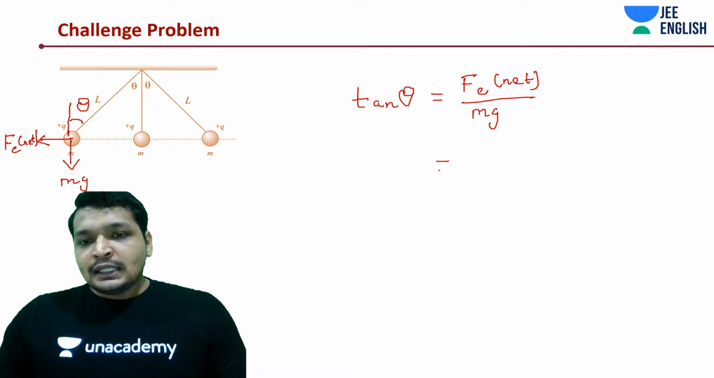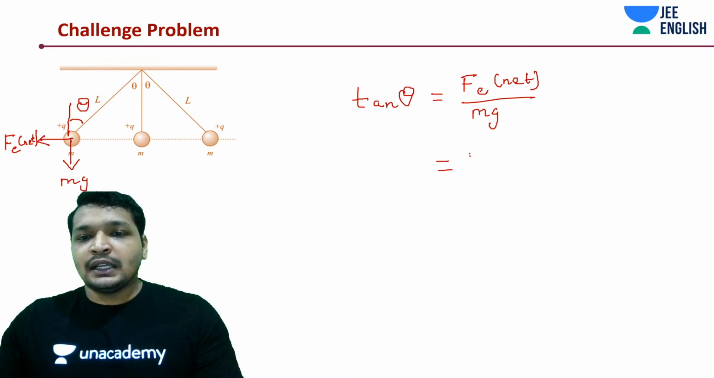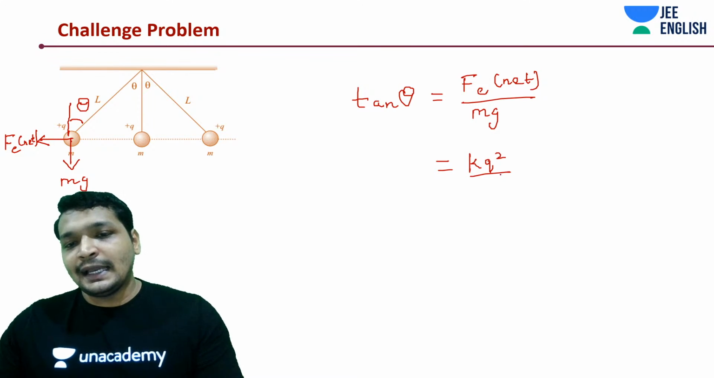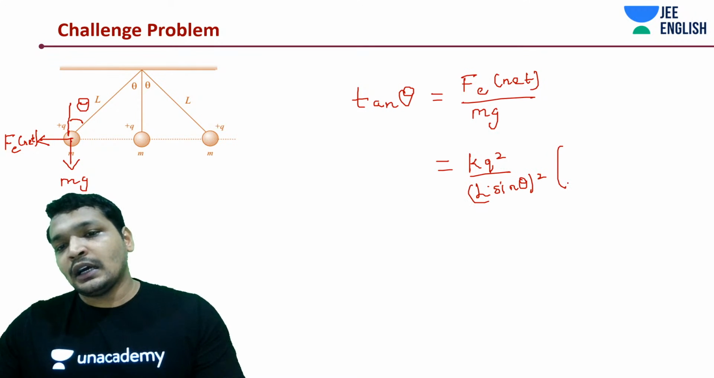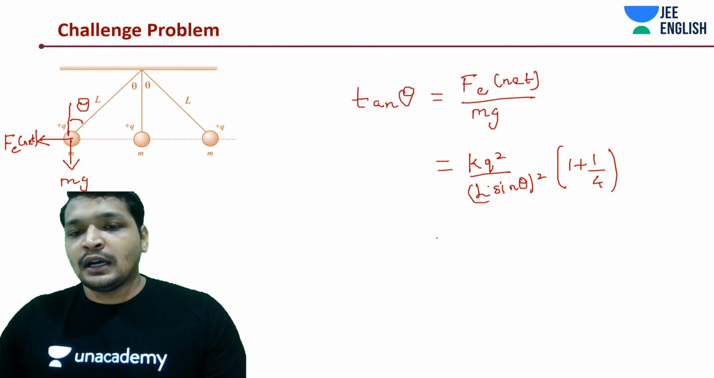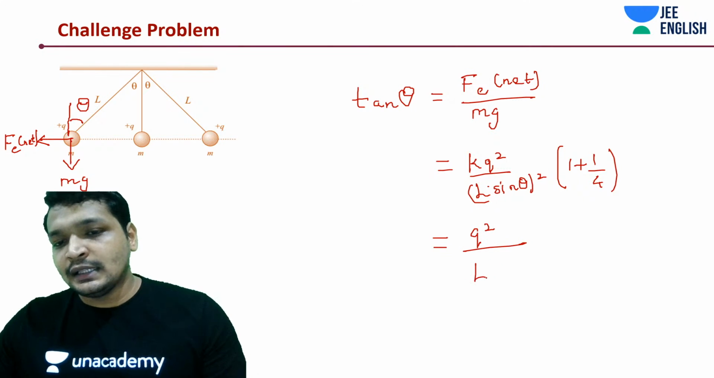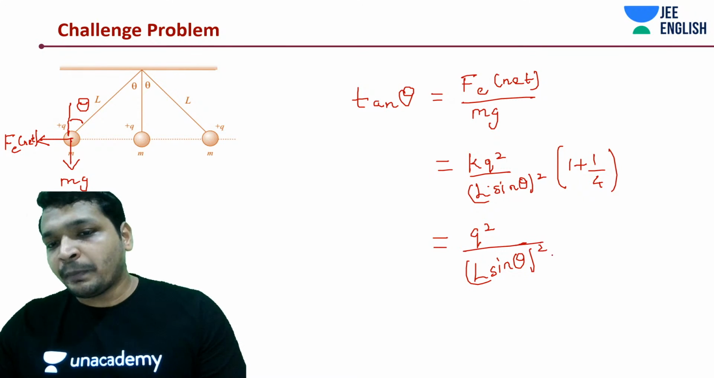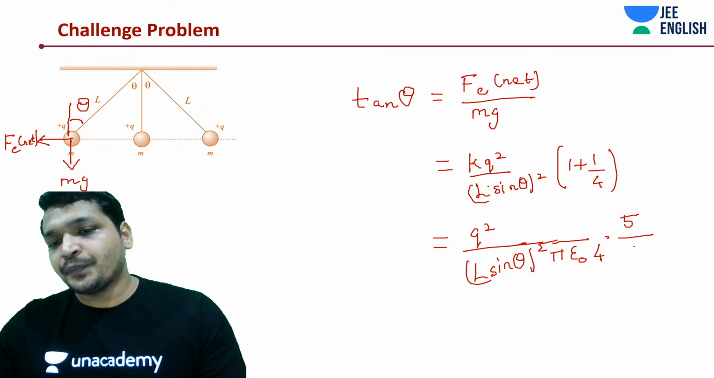So this is tan theta, and we derived the value of FE, which was something like kq square by L sine theta whole square, and we had 1 plus 1 by 4, which is nothing but 5 by 4. I'm going to expand k, like write down the complete value of k, which is going to be kq square by L sine theta whole square into 4 pi epsilon naught into 4 into 5 by 4, right?